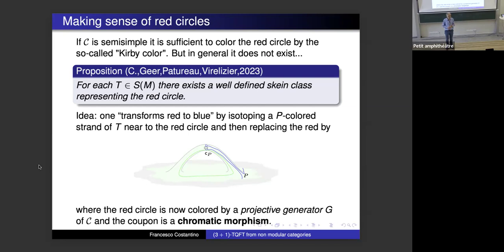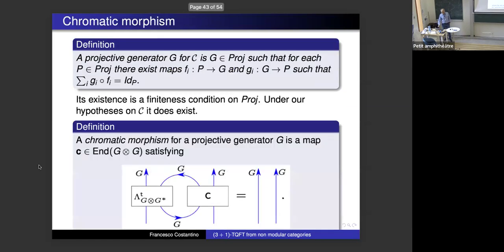And that's a hypothesis I'm making. I have a generator of the projectives of my category. I will tell you in a minute what it is. And then you put a coupon, which I call the chromatic morphism. And this is the key thing here. So I should tell you what the generator and the chromatic morphism is.